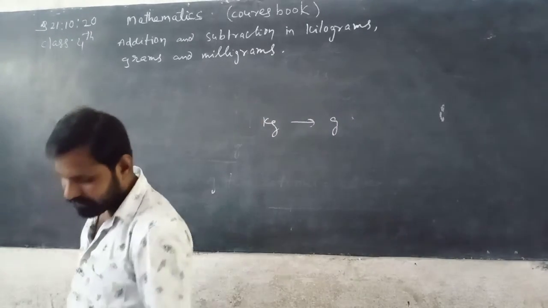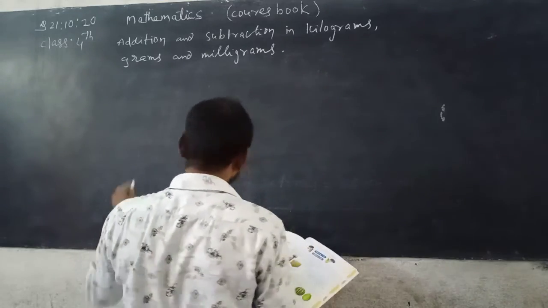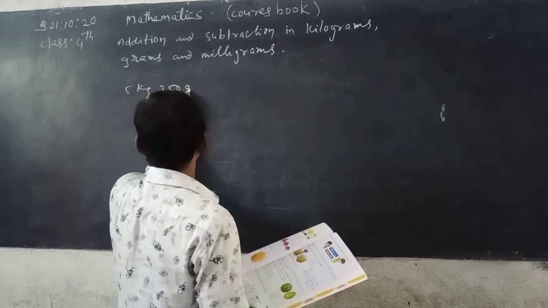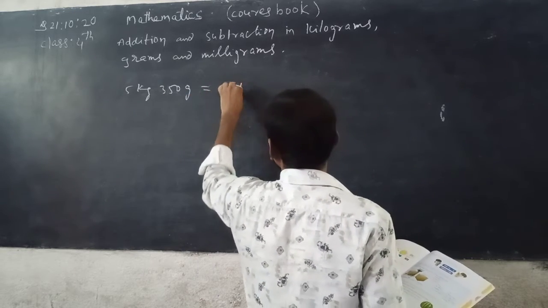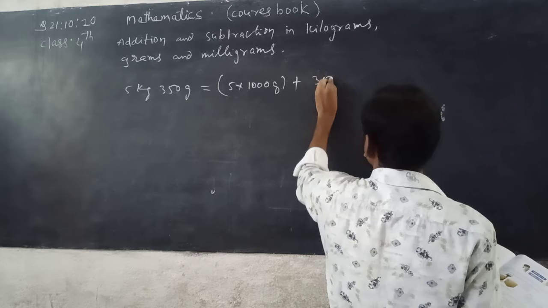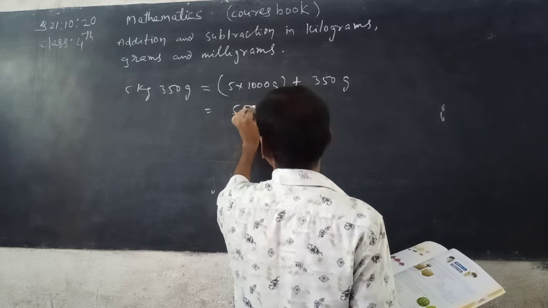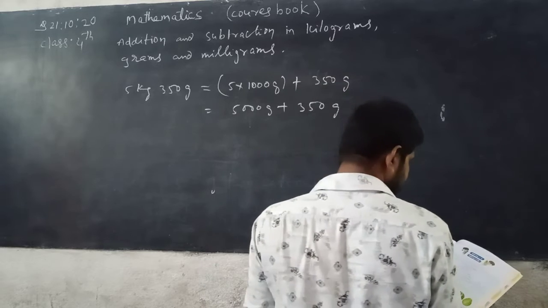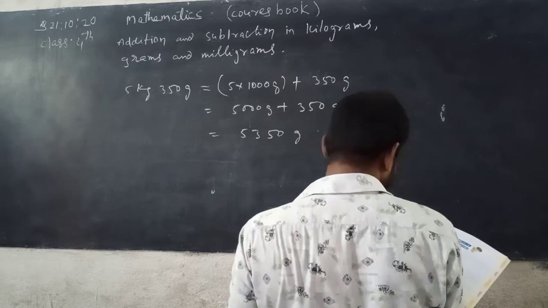Now here, 5 kg 350 grams. Kilograms converted into grams means 5 is multiplied with 1000 grams plus the remaining 350 grams. That is 5 into 1000, 5000 grams plus 350 grams, which is 5350 grams.